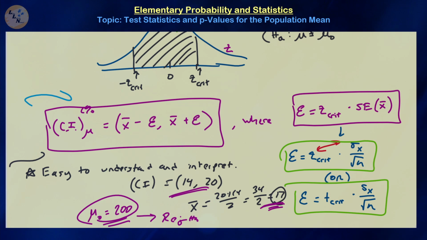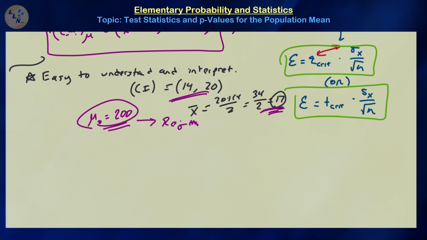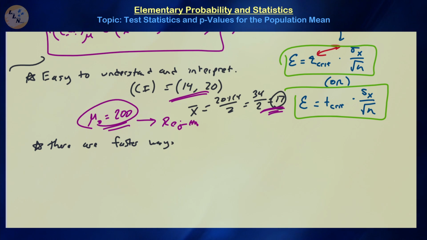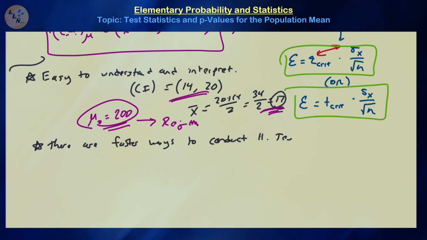But a downside is that there are actually faster ways to conduct hypothesis testing. Now, of course, you may lose a bit of understanding from the general audience, but if you're just doing it for a research purpose, or you're presenting to, let's say, a statistical audience, these might be more appropriate, I guess you could say.